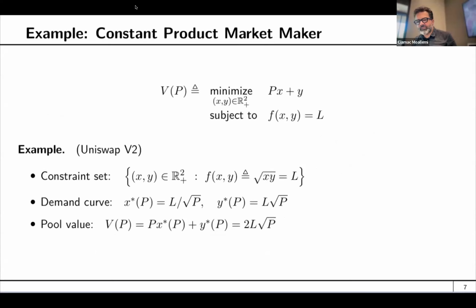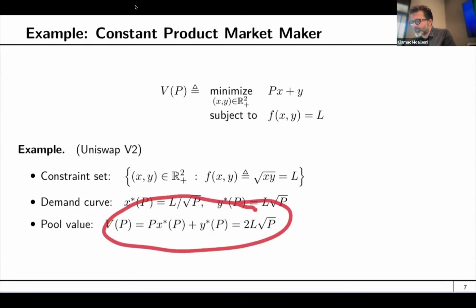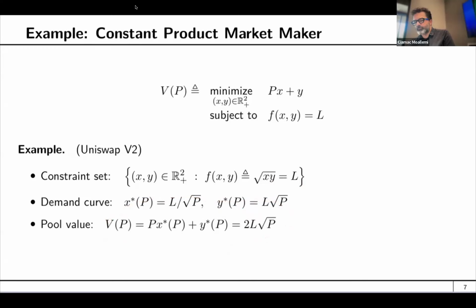Let me give a simple example. Again, the constant product case, where the product of X and Y is constant, or equivalently their geometric mean is constant. If we plug that function f into the definition of the pool value problem, and we write out a Lagrangian and do the undergraduate calculus exercise, what we see is that X star and Y star are given as such. X star is L over root P, Y star is L times square root of P, and the pool value function is 2L square root of P. Again, these are fairly elementary calculations. All I want to illustrate here is we're not doing anything hard.